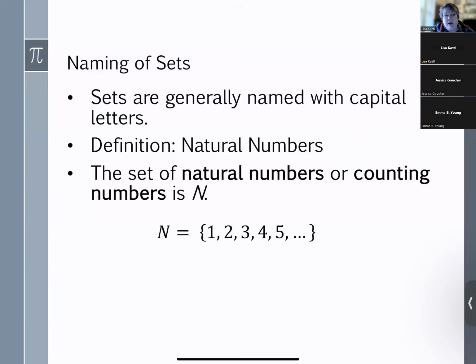So how do we name sets? In math, typically we use capital letters to name sets. So we have a definition here of the natural numbers. And the natural numbers are the numbers you count with.